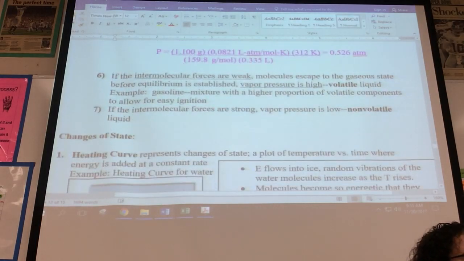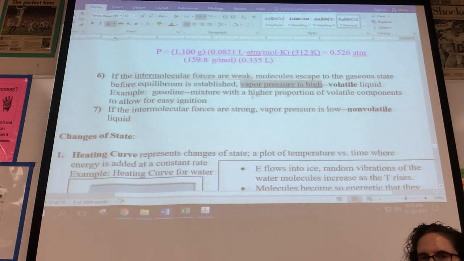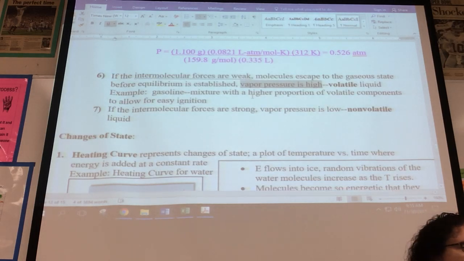As we said previously, when the intermolecular forces are weak, for example, if you only have LDFs, the molecules escape to the gaseous state before equilibrium is established, and now the vapor pressure is very high because you have more particles in the gaseous state exerting pressure on the walls of the container. These types of liquids are referred to as volatile.